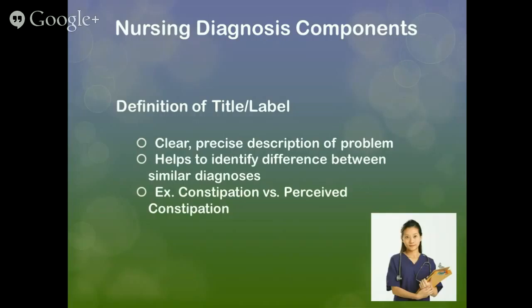So our title or label needs to be a clear, precise description of our problem. And that helps you differentiate between two similar diagnoses, such as constipation and perceived constipation.